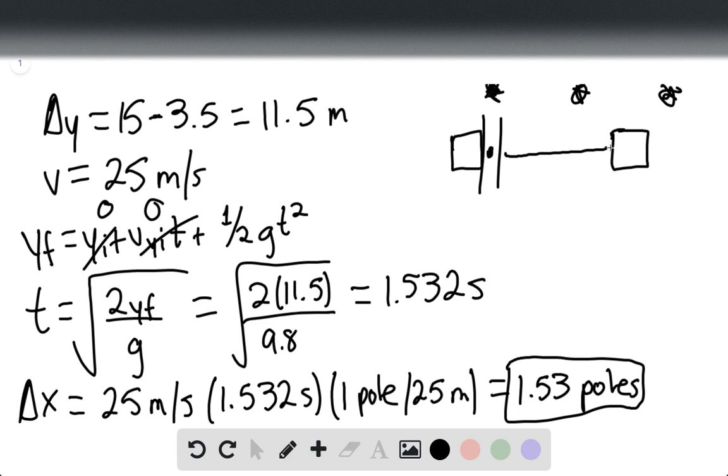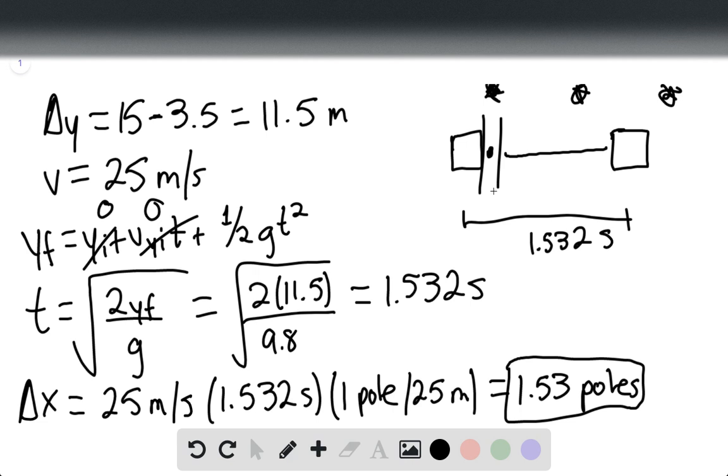So essentially, this time interval right here is going to be 1.532 seconds. And these are telephone poles. So when it says 1.53 poles, that's the answer. However, to understand it, James Bond is trying to jump exactly when the truck is between the second and the third telephone pole, because then it's going to travel 1.5 telephone poles before James Bond reaches the top of the truck.